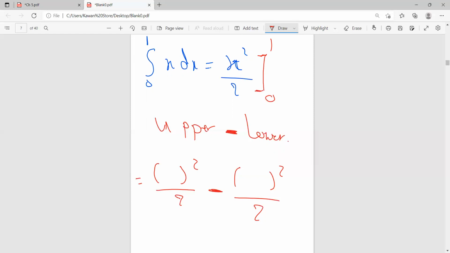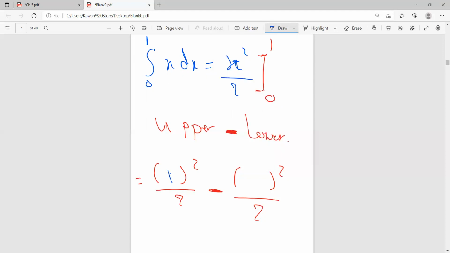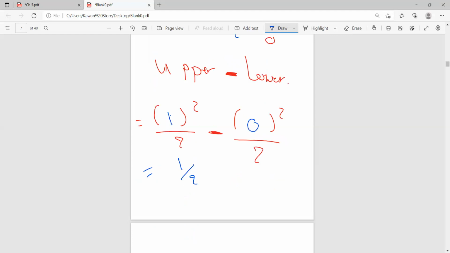So upper is equal to what? Upper is what? How about lower? 0. So I will get what? Understood? Now I don't have any C because we have a boundary. We have a definite integral. Any question?